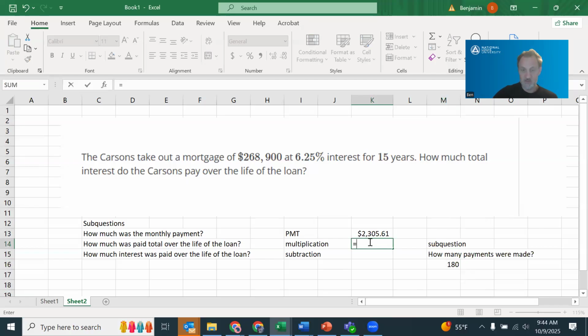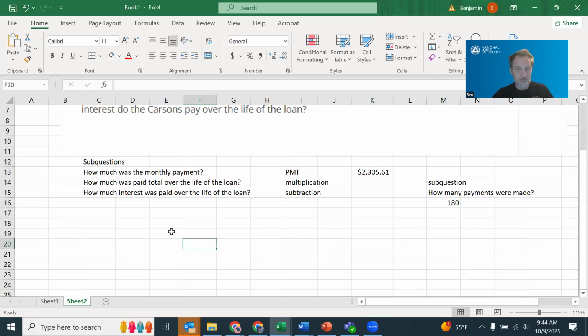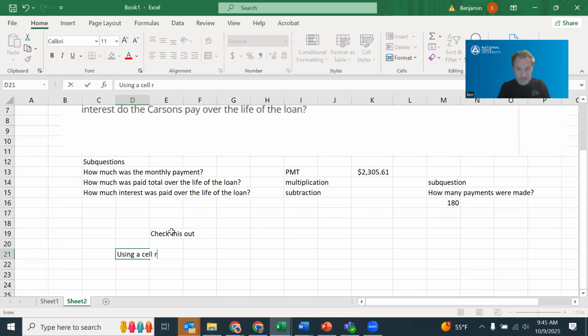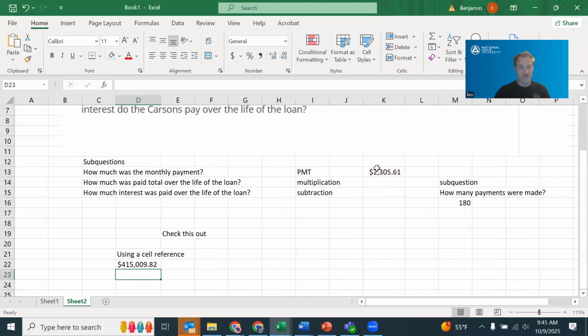Now check this out. This is where things get weird. But actually, what I said in the last thing is the reason for this difference. So using a cell reference, which I generally think is the right thing to do, I'm going to take the 180 and multiply by the 2305.61. All right, this is the answer I got.